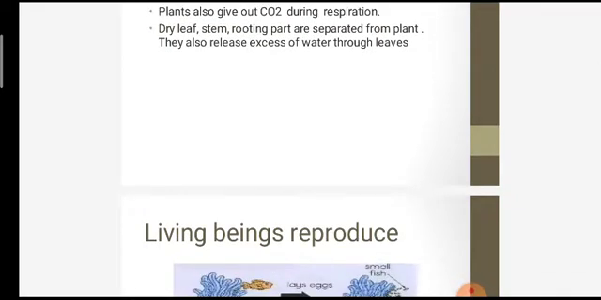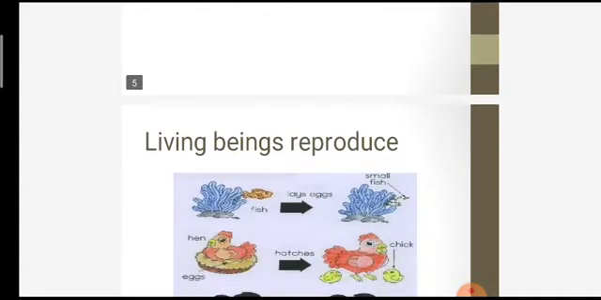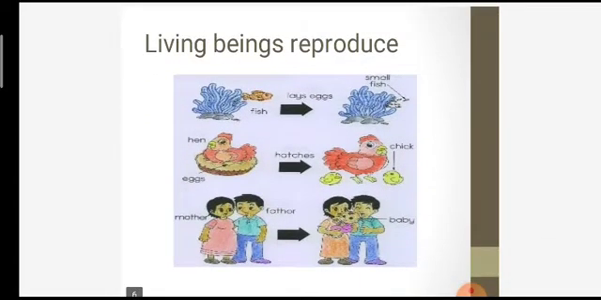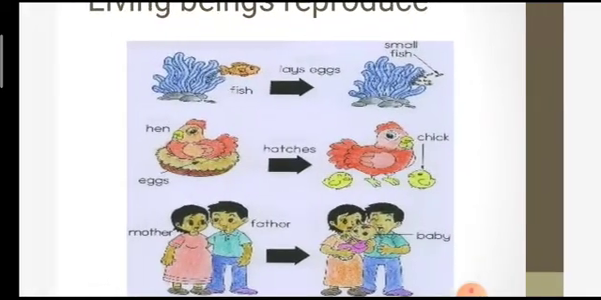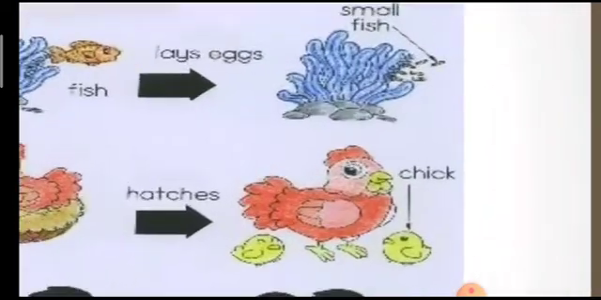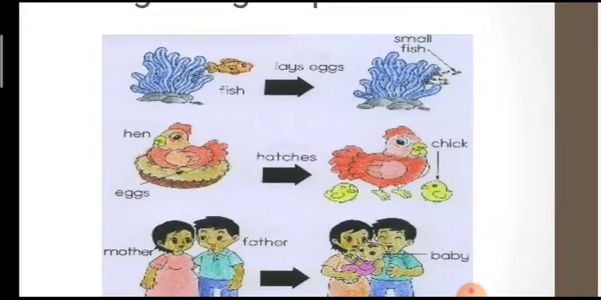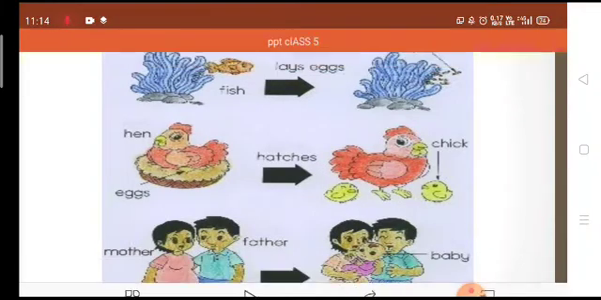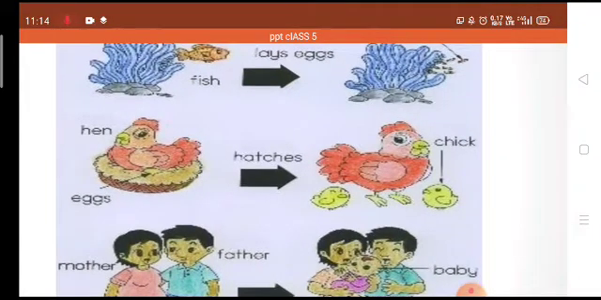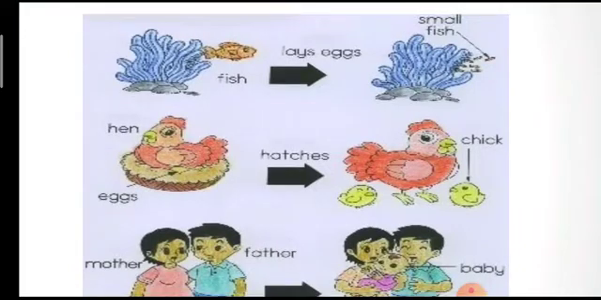Then we will go for living beings reproduce. Reproduce means what? Producing young ones. This is one picture, students, that is the fish. What will it do? It will lay eggs, and after some time there will be small baby fishes, right? This is reproduce.